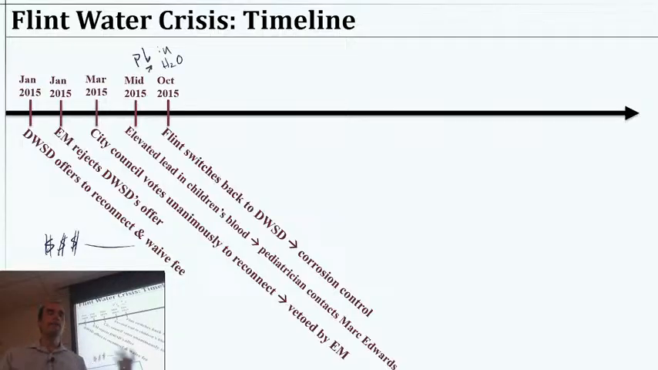That's like the identification of the Flint water crisis. By October 2015, Flint does switch back to the Detroit Water and Sewerage Board, division, whatever it is. That means corrosion control is coming back. Essentially, this is the end of the Flint water crisis as we know it in terms of the lead.